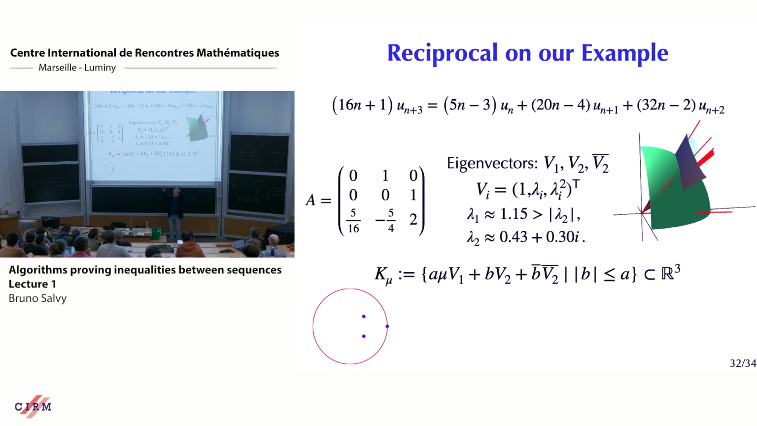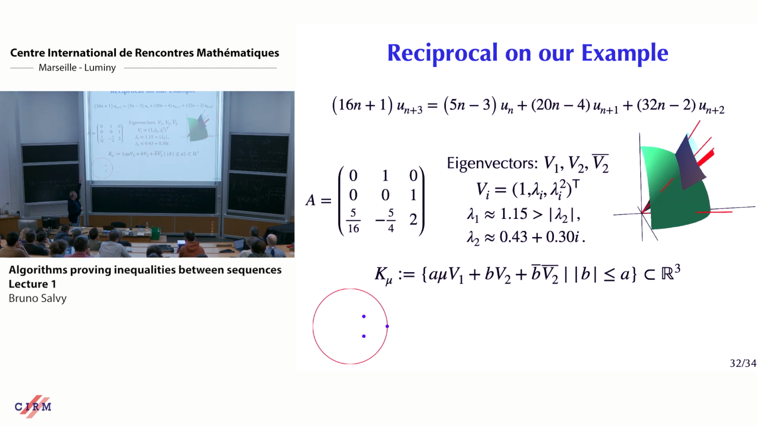I can construct a cone that's contracted by the matrix when it has those properties. So I will show it first on an example, the same example. This is our matrix. This is the eigenvalues. You see that lambda 1 is larger. And this is the picture. And this is the cone, a cone that works.